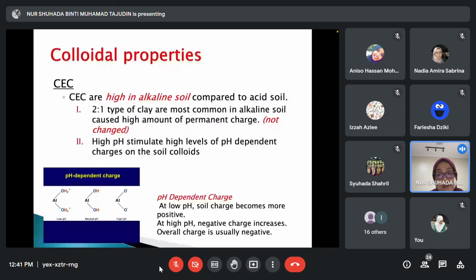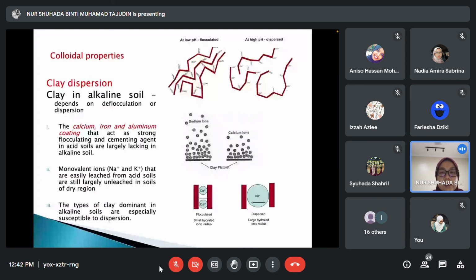So what does it affect here? It will affect the availability of the nutrients, so it depends on the pH. Usually here we have what we call a permanent charge. It holds that tightly.